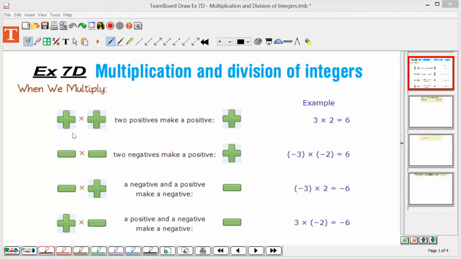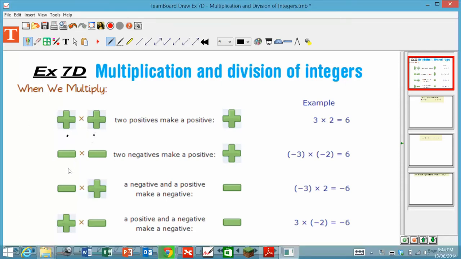Remembering that if you have two positives or two negatives, so if the signs are the same, you end up with positives. If the signs are different, so a negative and a positive, or a positive and a negative, you get different signs. Very important to remember. So if I show you some examples, all of these are multiplying. If we multiply two positive integers together, straight away two positives mean I'm going to get a positive answer. So 3 times 2 gives me 6.